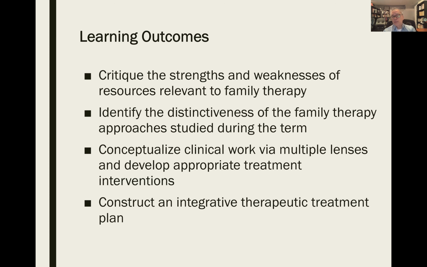Some of the learning outcomes for this course, and it'll be roughly the same for the next semester as well. Both courses are roughly the same, just that they're different models that we'll be presenting. There are four learning outcomes for this course. The first one is your ability to critique the strengths and the weaknesses of the resources relevant to family therapy. So in a master level course, we would like you to have this ability to critique, right?